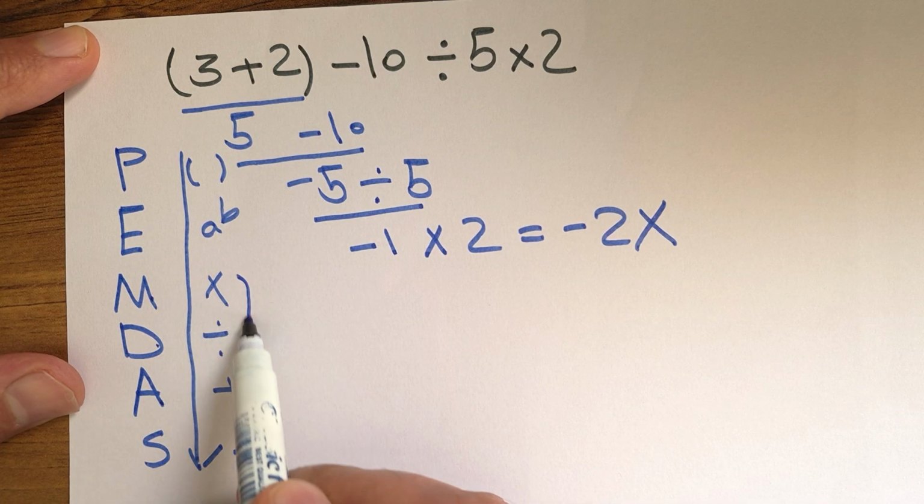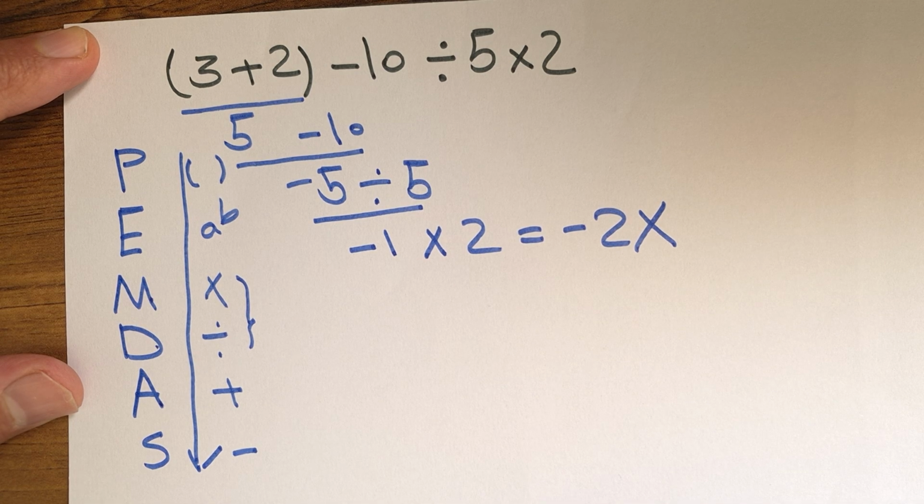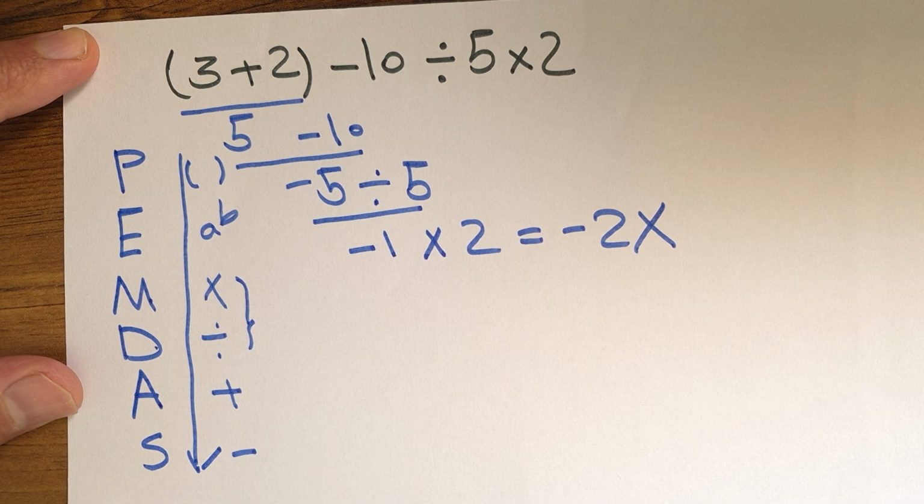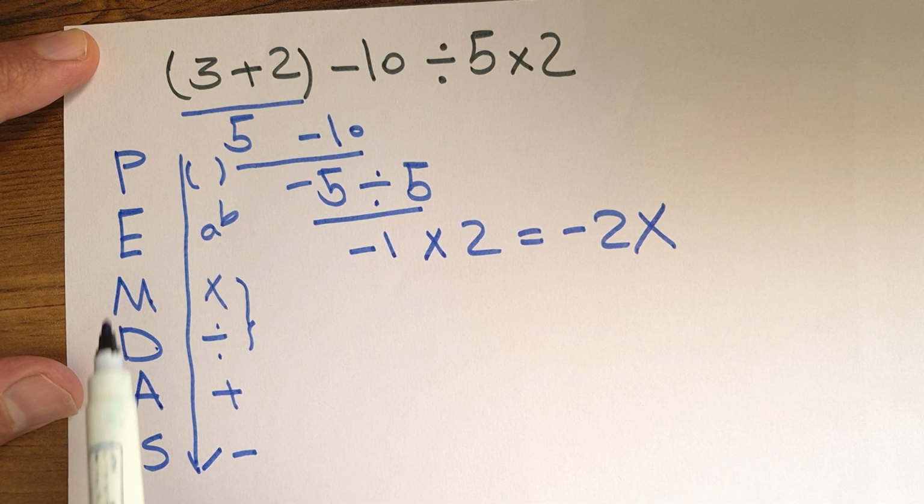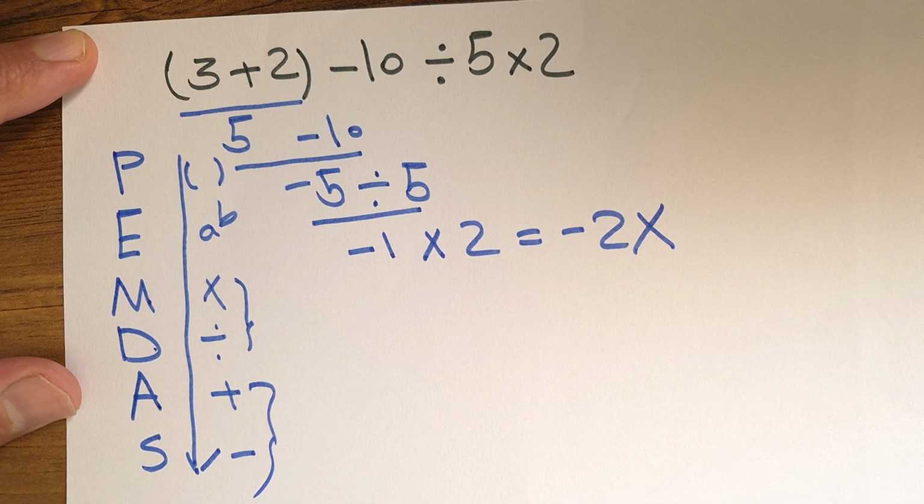But keep in mind that multiplication and division, they have the same priority. It means first come, first served. Whichever you see first, you should do that first. Either multiplication or division, doesn't matter. The same goes with addition or subtraction.